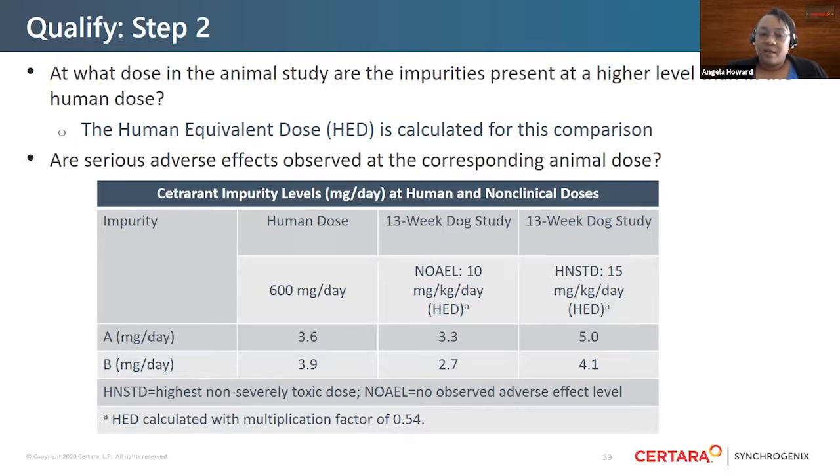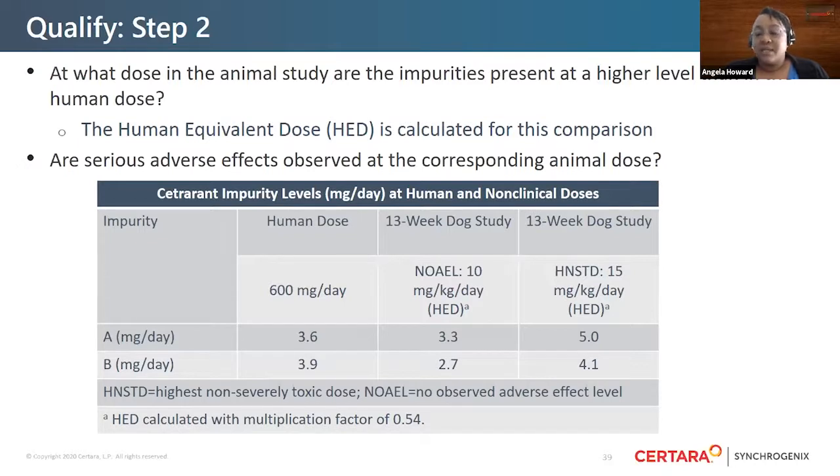And so at the NOAEL, the no observed adverse effect level in the 13-week dog study, that value is 10 milligrams per kilogram per day. We end up with, once we do our conversion, 3.3 milligrams per day of impurity A and 2.7 milligrams per day of impurity B. And so in both of these cases, we have not given the animals enough of the impurity in order to be able to say that we don't feel there would be any effect in humans, given that we have a little bit of a higher dose.